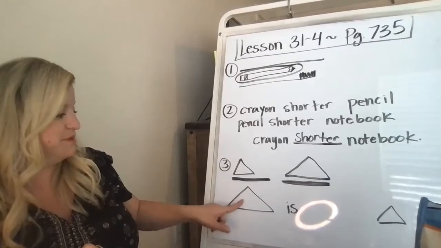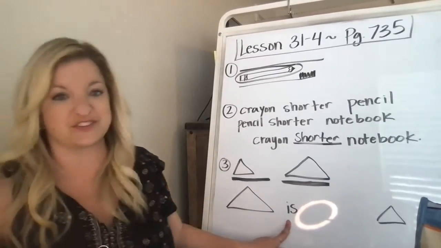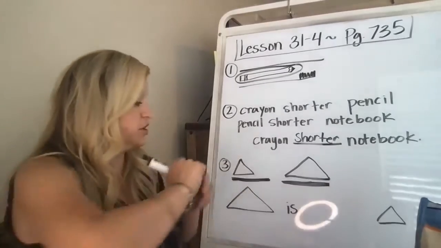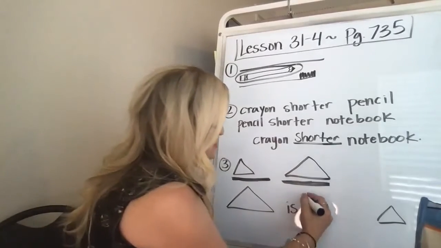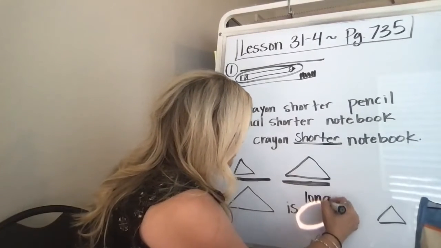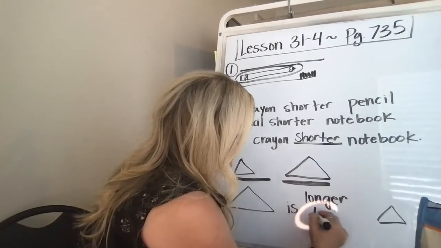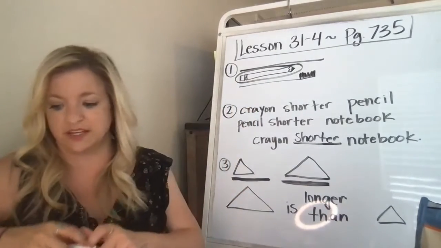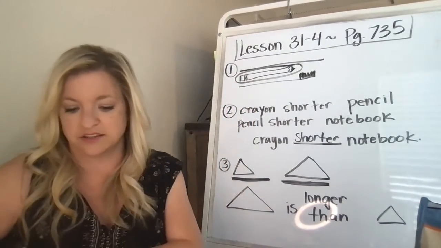And then it says the big rectangle is, and then you have to circle longer than or shorter than the little one. So the correct answer is longer than. That's what you would circle. It is longer than the little guy.